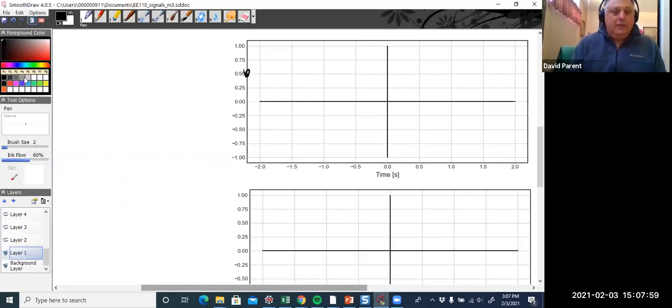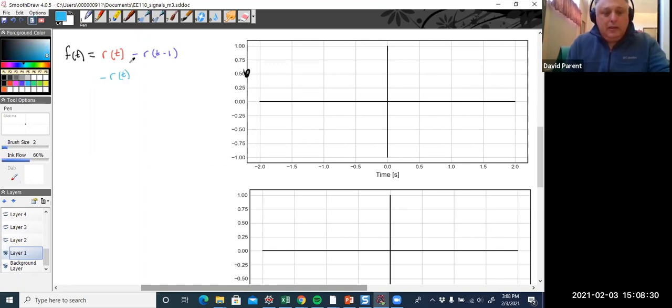let's plot f of t equals r(t) minus r(t minus 1) minus r(t minus 2) plus r(t minus 3).